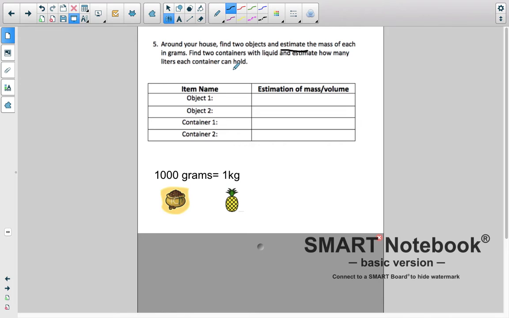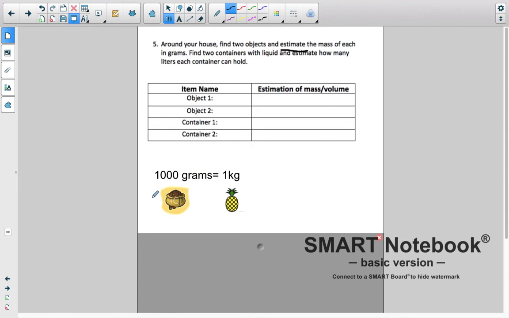Find 2 containers with liquid and estimate how many liters each container can hold. So again, I underline that word estimate because we're not trying to find the exact amount of each object or container. We're looking at about how much it might equal. So I put a little hint here. 1,000 grams equals 1 kilogram.